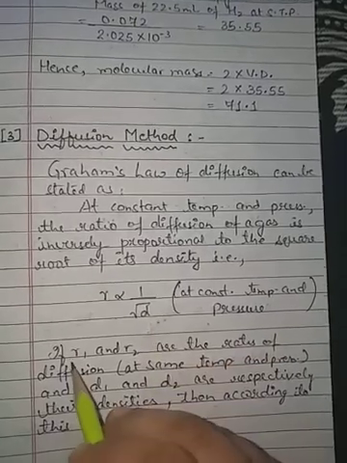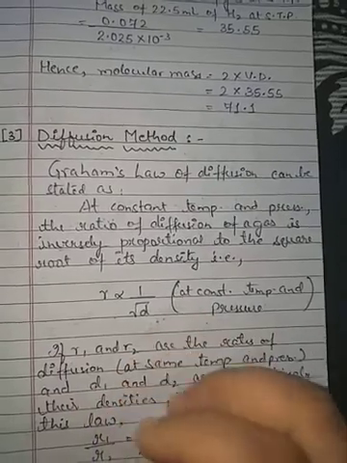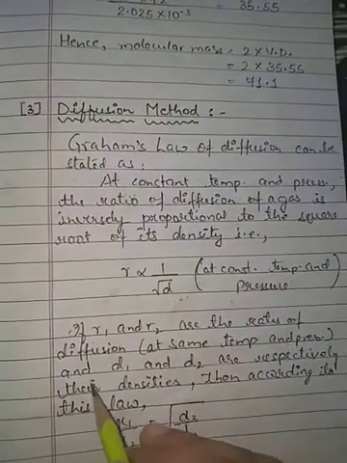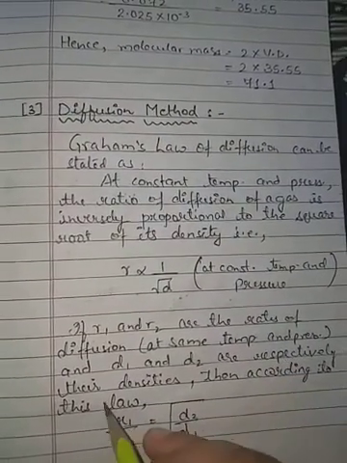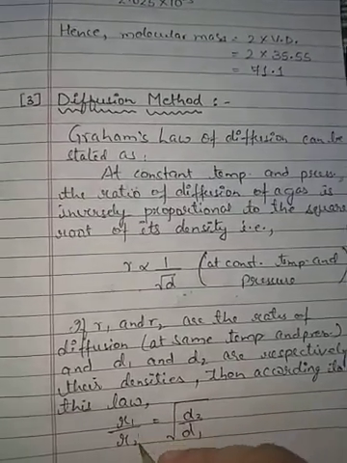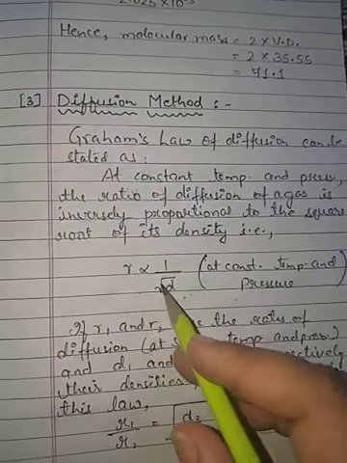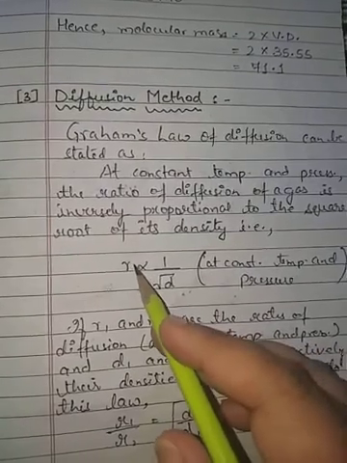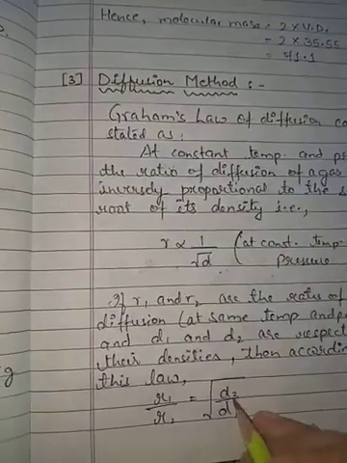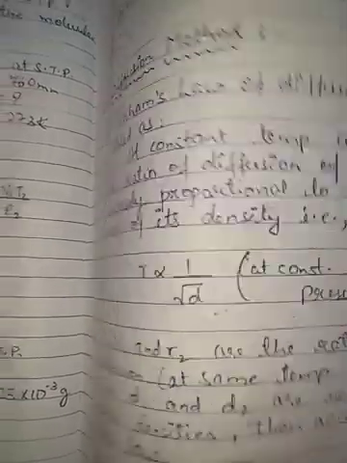Suppose two gases are there, and R1 and R2 are the rates of diffusion at the same temperature and pressure, and D1 and D2 are respectively their densities. Then according to this law, R1 upon R2 equals the square root of D2 upon D1. Why D2 upon D1? Because the rate is inversely proportional. So if it is R1 upon R2, it will be D1 here and D2 here, because these are inversely proportional. Now this is the relation of rate of diffusion and densities.